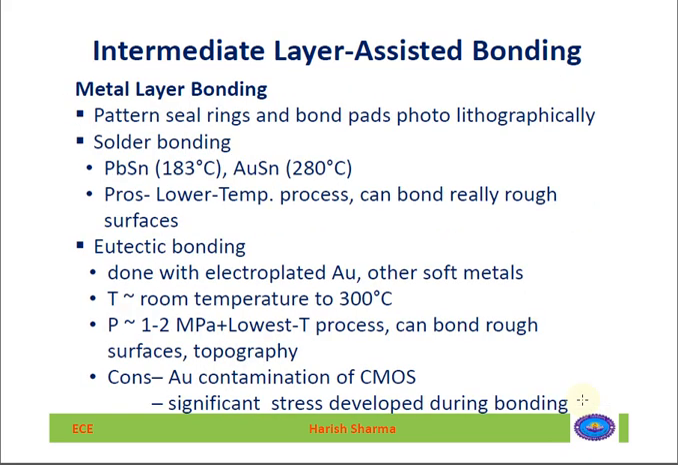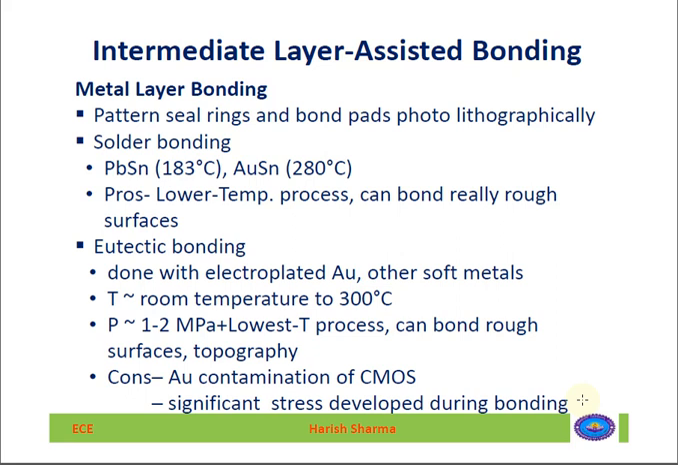Third one is metal layer bonding, where the patterned seal rings and the bond pads are designed using a photolithography process on the wafers. A ring shape means complete ring shapes for the wafer, or the bond pads are just designed using the photolithography process on the wafer surface. Two types of bonding are there. One is solder bonding, second is eutectic bonding.